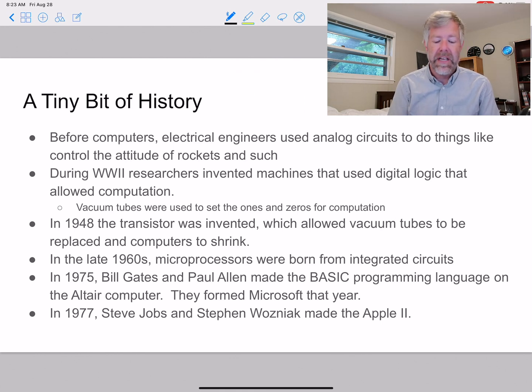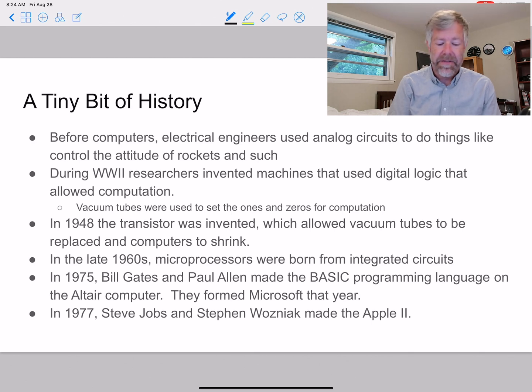In 1948, the transistor was invented, and it took something that was a couple of inches in size and shrunk it down to a very small volume, just a couple of millimeters at most. That allowed vacuum tubes to be replaced and computers to shrink. In the late 1960s, microprocessors were born from integrated circuits.